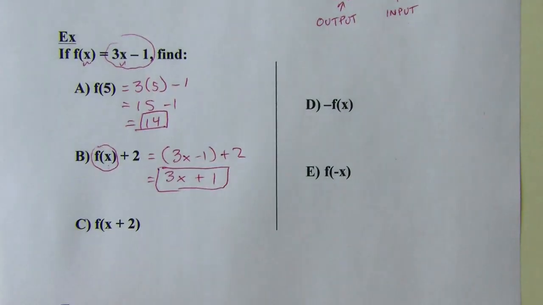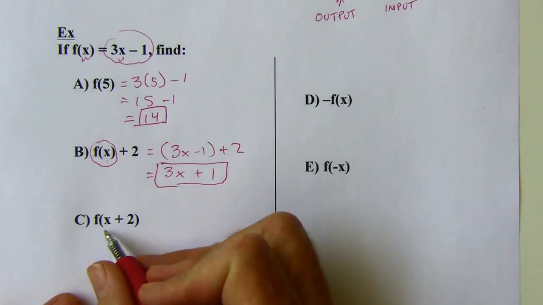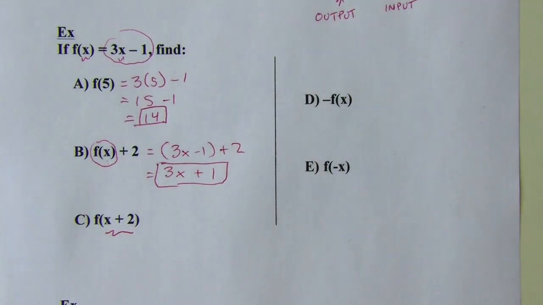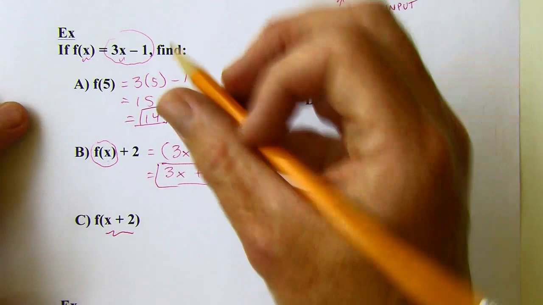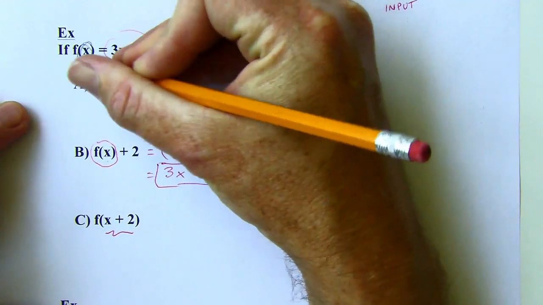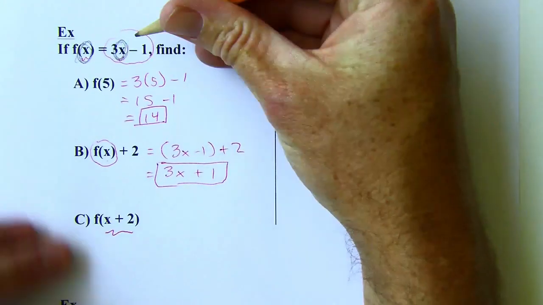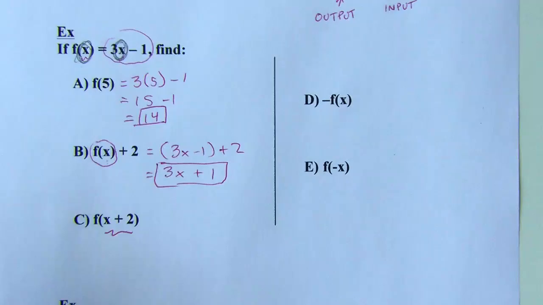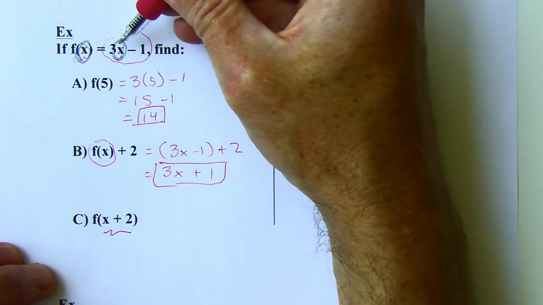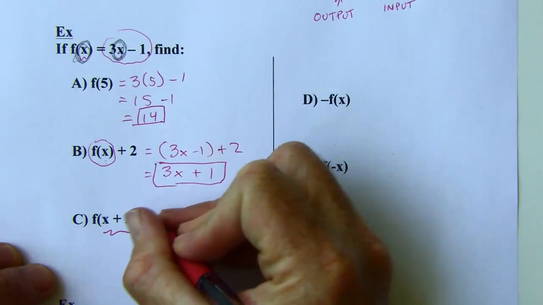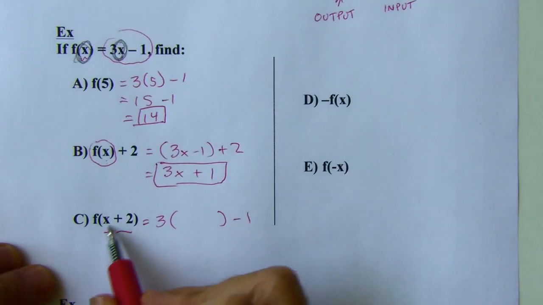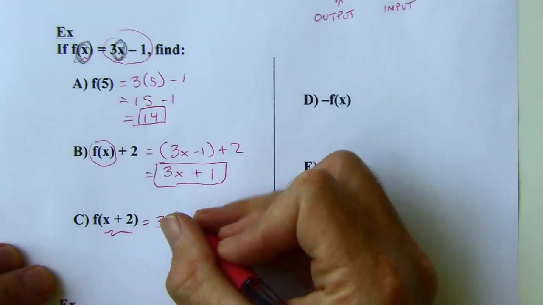Now, this one's a little different again, because now the input, instead of being x, is x plus 2. So I'm going back up to my equation up here, and instead of x, I've got the quantity x plus 2, and here's where it's really important that you use parentheses. So I'm going to have 3 times something minus 1. I'm just going to write it like that first: 3 times something minus 1. The something is the quantity x plus 2.